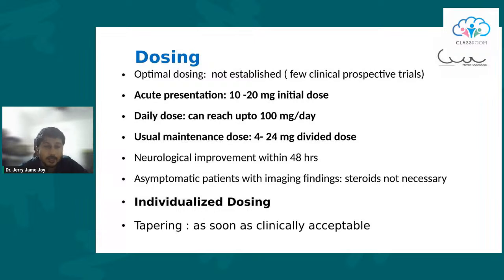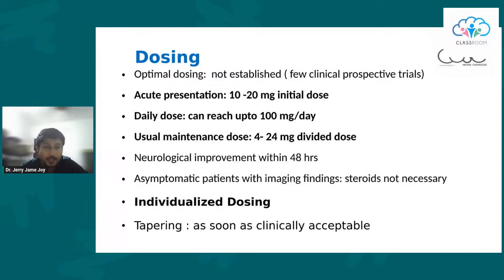As for dosing of dexamethasone, the optimal dosing is not yet established, though it is routinely used. If the patient has an acute presentation, the initial dose may be 10 to 20 milligram. There are situations when the daily dose has reached up to 100 milligram per day. However, the usual maintenance dose is around 4 to 24 milligram in divided doses, usually 6 hourly. Neurological improvement will occur within 48 hours. Ideally, individualized dosing has to be instituted based on the neurological condition of the patient, the size of the tumor, the edema, and the associated mass effect.